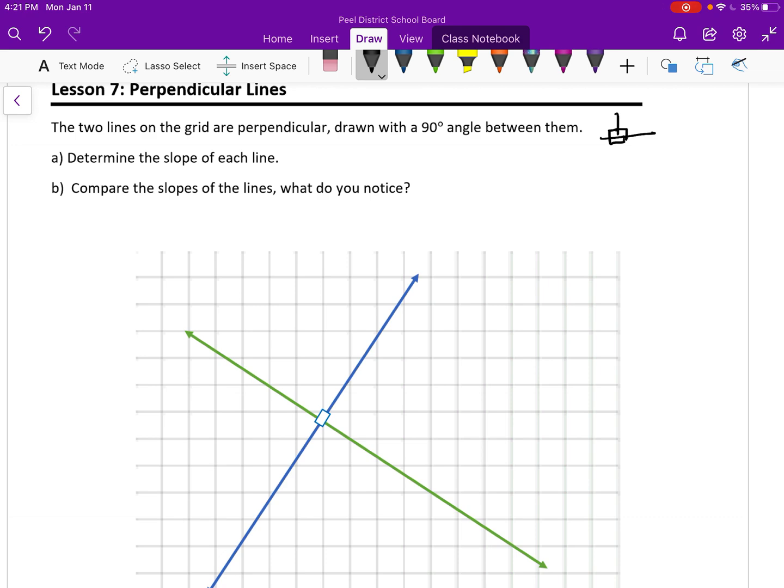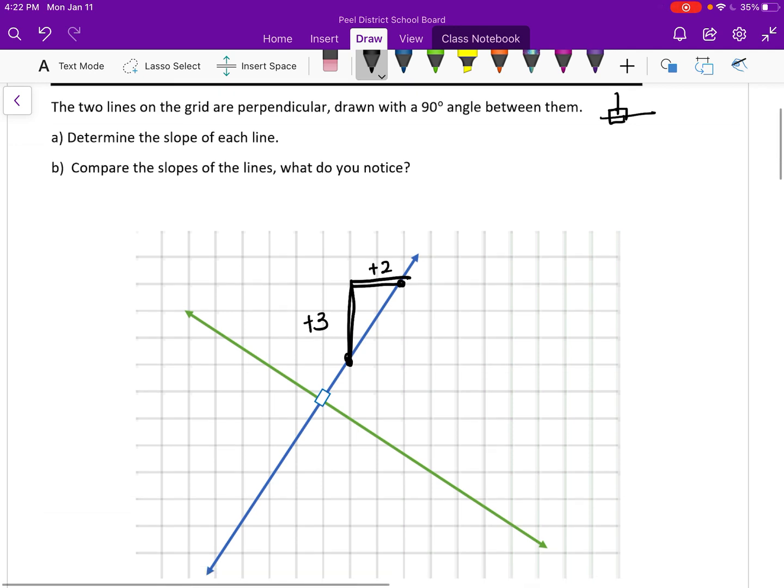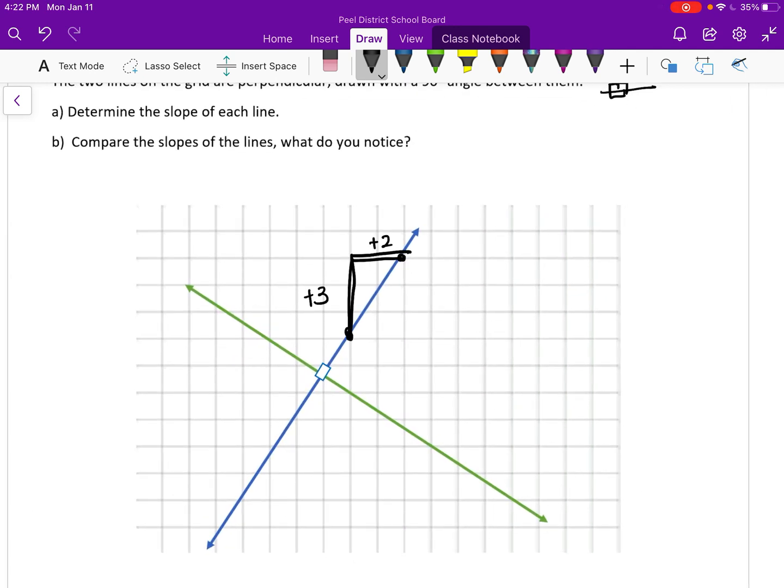Okay, so it says to determine the slope of each line, and then we're going to compare them. I started over here, and then I went to here, right? So you're roughly going over 1, 2, 3. I started here, went up 3 and over 2. So plus 3, plus 2. And we know that it's a plus because it's growing, right? So it's rising. So I'm going to say m is equal to rise over run.